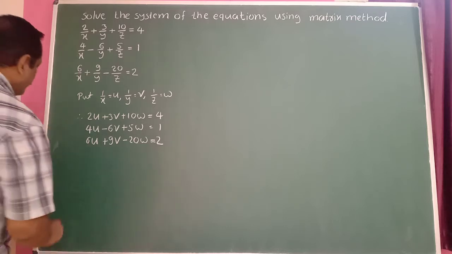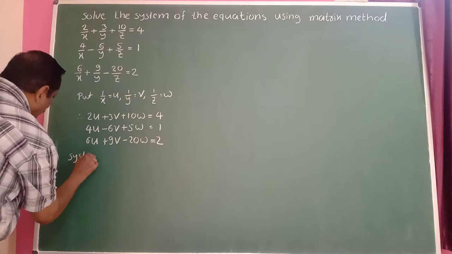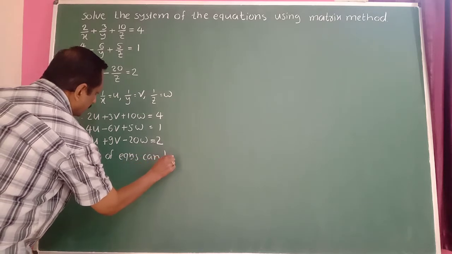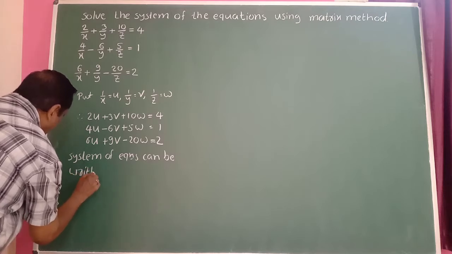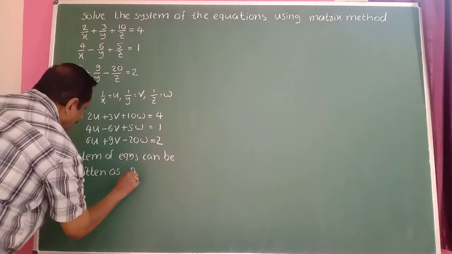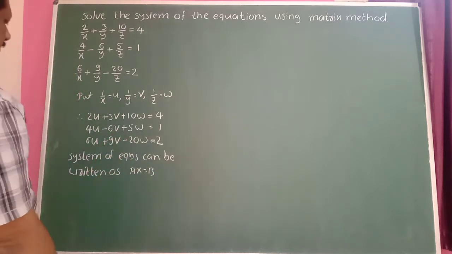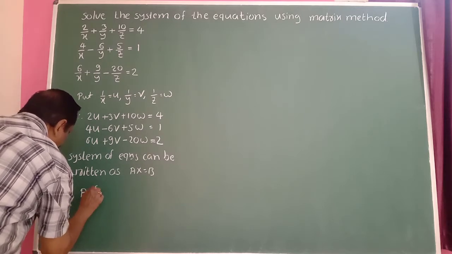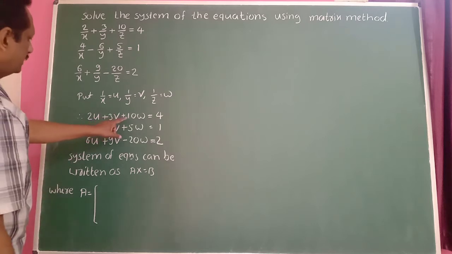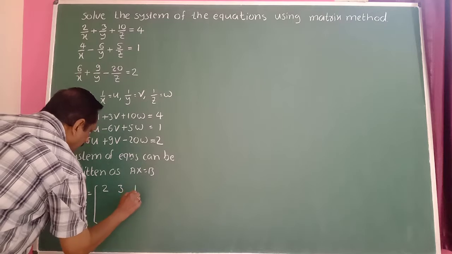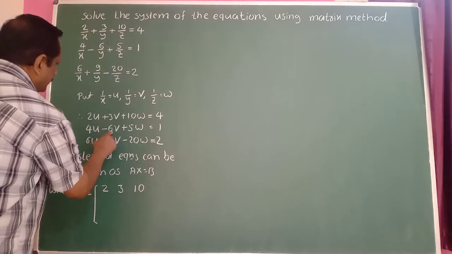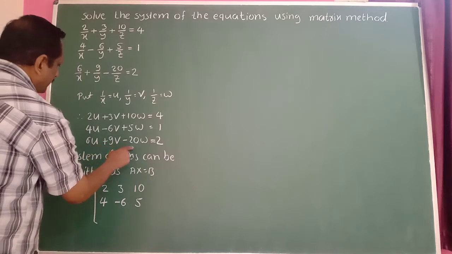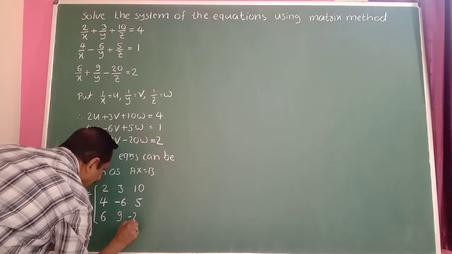The system of equations can be written as AX is equal to B, where A is the matrix 2, 3, 10; 4, minus 6, 5; 6, 9, minus 20.